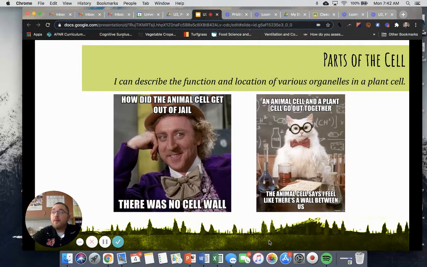But the point is, animals can move. We have motion, whereas plants are very rigid, and that's because of the cell wall. Humans and animals are designed to move. Plants, not so much. So that is essentially why animals have no cell wall and plants do. That helps the plants maintain rigidity and stay firm in the ground, especially for our crops that we need in order to survive. Okay. Second, the animal cell and a plant cell go out together. The animal cell says, I feel that there's a wall between us. Again, remember that the cell wall only exists in plant cells, okay?